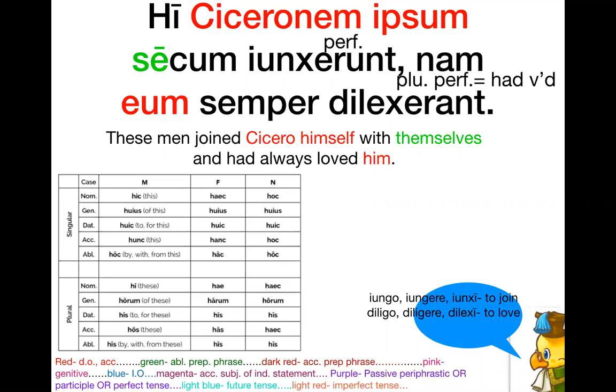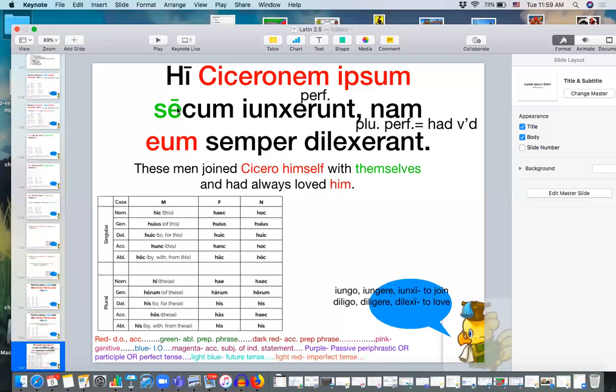So this one, he is going to be translated as these men. We can add men ourselves because it is the masculine nominative plural form. And we come back to Ciceronem after we look at iunxerunt, which is perfect of iungo, iungere, to join. So these men joined or have joined Cicero himself. Cicero is being intensified by ipsum, with themselves, right? You can attach cum to the end of any pronoun as long as it's ablative, because cum takes an ablative. So it's with themselves, for they had, because dilexerant is actually pluperfect, always loved him.